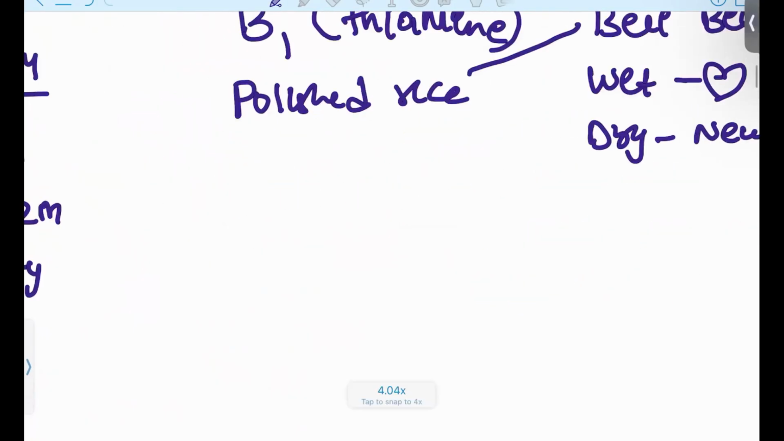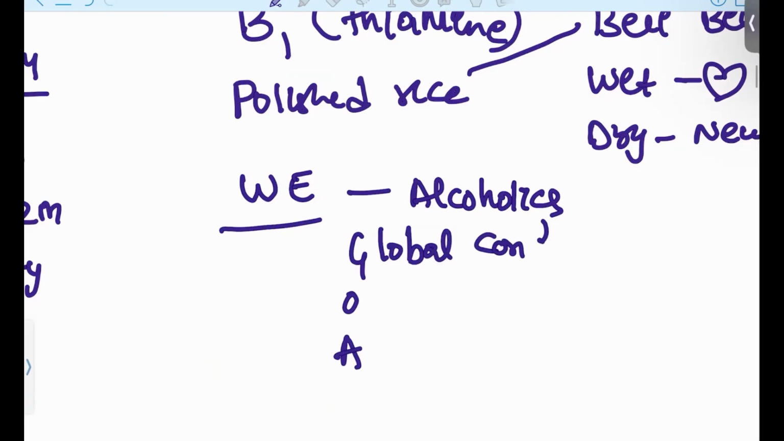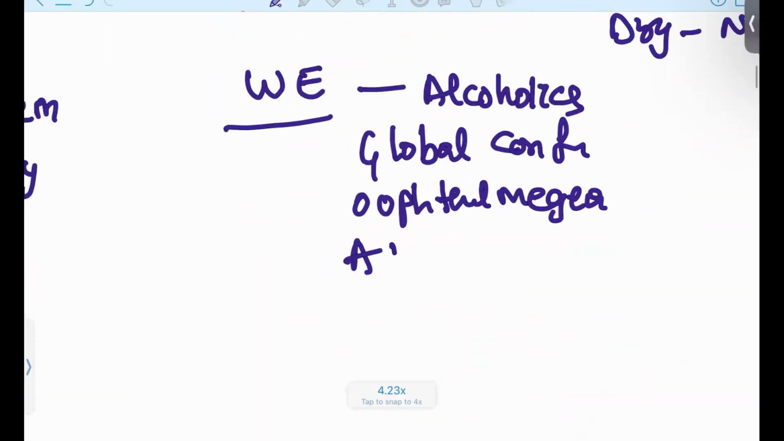So another one, Wernicke's encephalopathy. In Wernicke's encephalopathy, most commonly alcoholic patients. These alcoholic patients will have the symptoms of what? GOA: global confusion will be seen in this patient. Ophthalmoplegia. Okay, ophthalmoplegia means the patient will have any kind of nystagmus or palsy seen. And coming to the A, this is for the ataxia. Okay, gait changes are also seen in this patient.